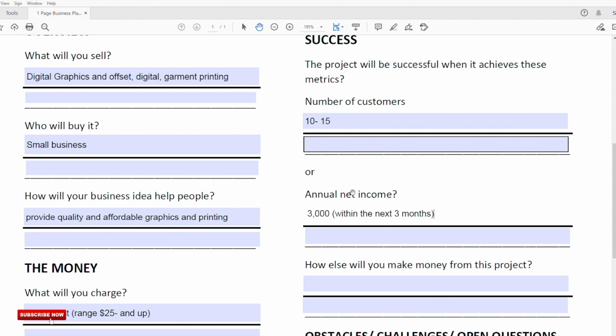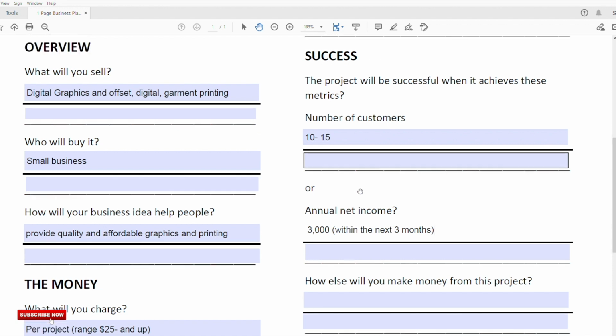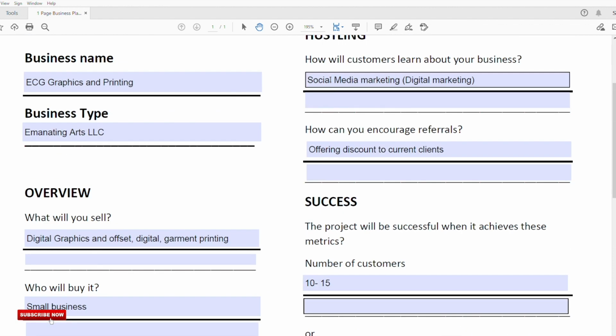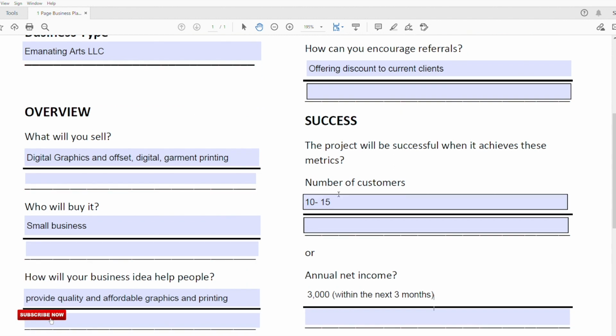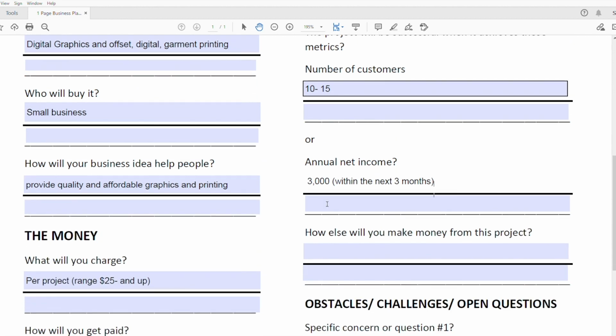So this is gonna make me hustle. This is gonna make me actually go into my social media marketing and start pushing out, because I want to get at least 10 to 15 customers. So I know that I need to go in the rule of 10. I need to promote to maybe 100 people and ask 100 people to buy my service, or maybe even 1,000 people, actually convert them over to being paid customers.